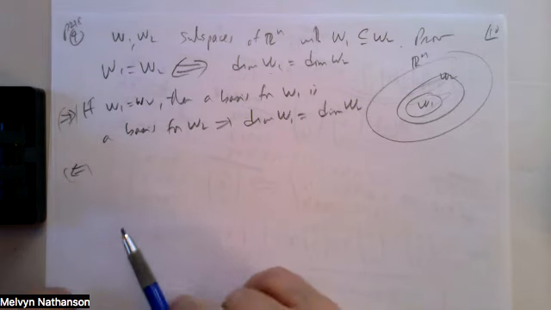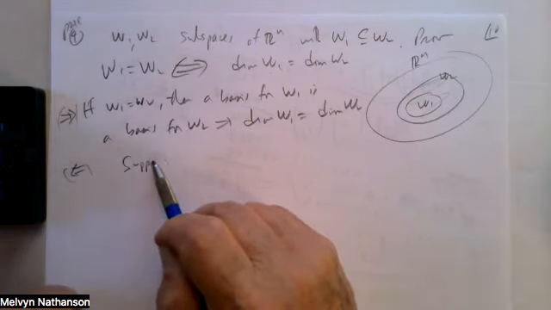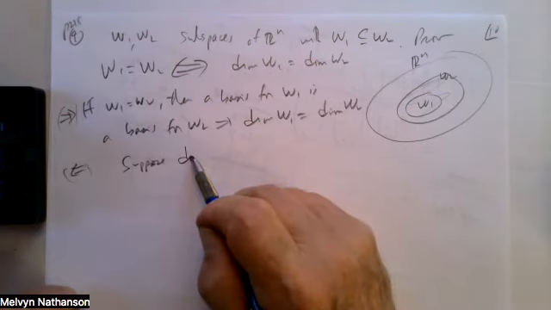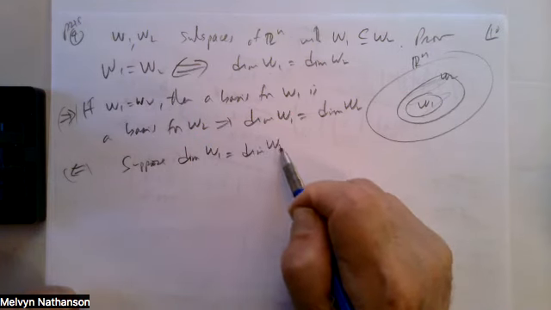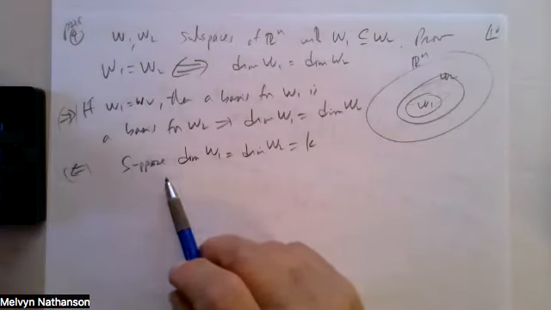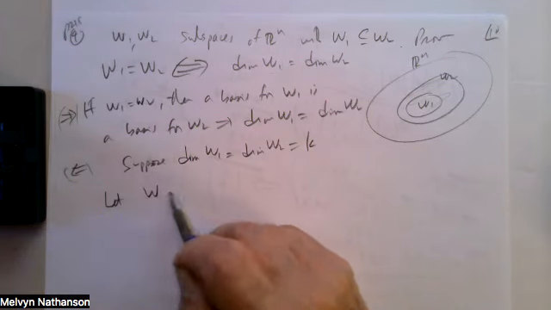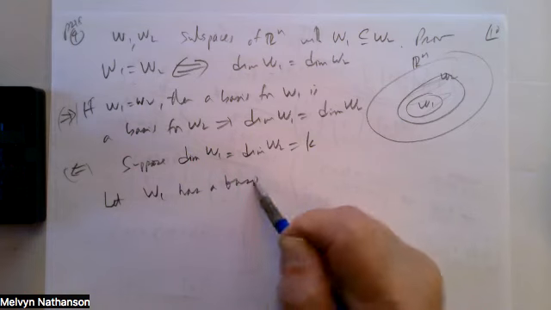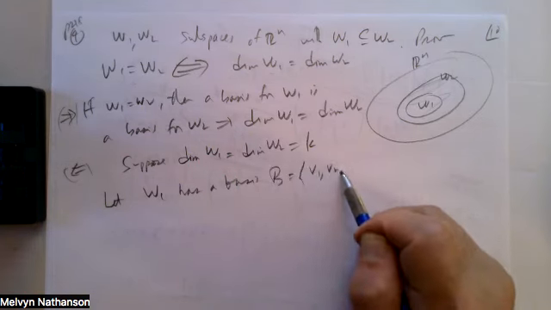And what about the proof going backwards? So suppose the dimension of W1 equals the dimension of W2. Suppose it's equal to some number k. So if the dimension of W1 is equal to k, then W1 has a basis B, which consists of k vectors.